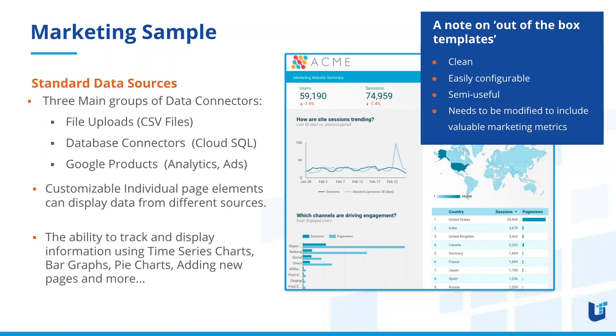Having customizable individual page elements allows you to display many different types of data from different data sources on your dashboard. For example, website conversions, geo-targeted location information, CTA button click events, and even the most popular pages visited on your website. But most importantly, Data Studio makes displaying information on your dashboard clean and easy to consume using a variety of tables to display information, including time series charts, bar graphs, pie charts, location maps, and more.